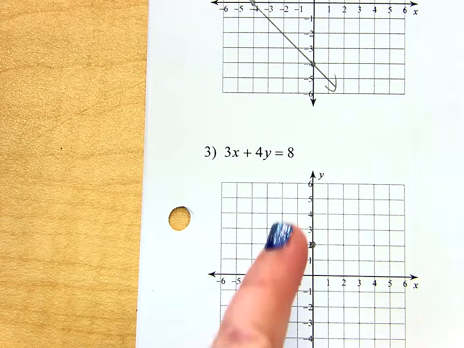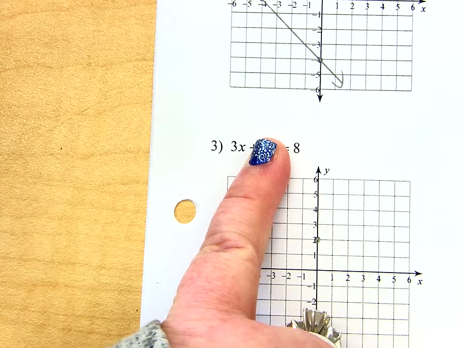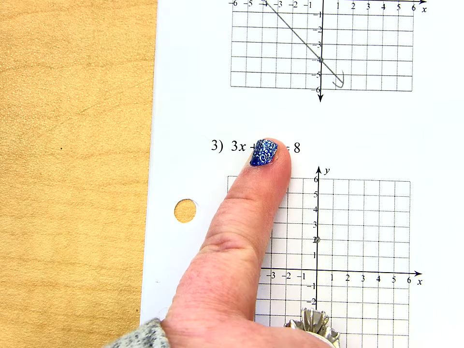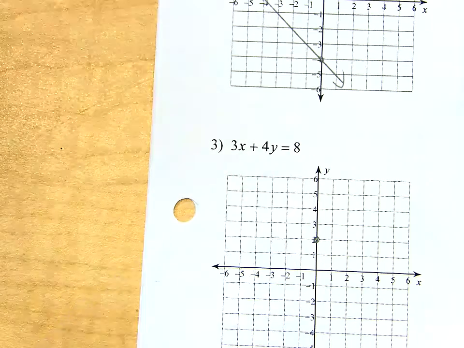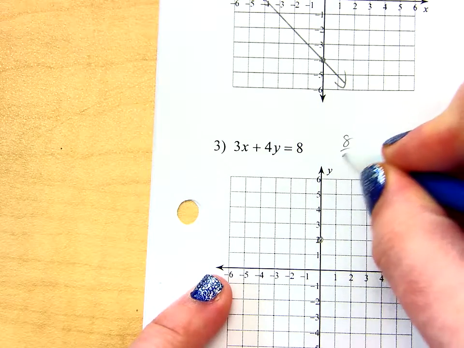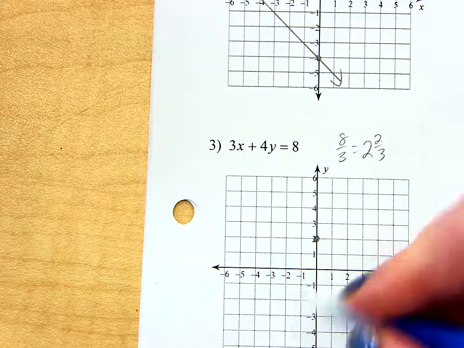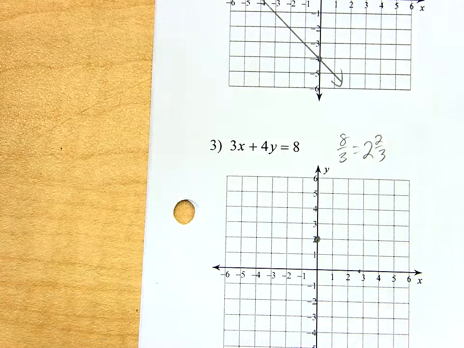Now, we don't get quite so lucky when I plug in 0 for y. I get 3x equals 8. I can solve, but it's just not as nice of a number. If 3x equals 8, then x must be 8/3, right? When I just divide both sides by 3. So where is 8/3 on here? I would convert to a mixed number, right? 8/3 is 2 and 2/3. So that's my x-intercept, at 2 and 2/3. And then I can connect those two.